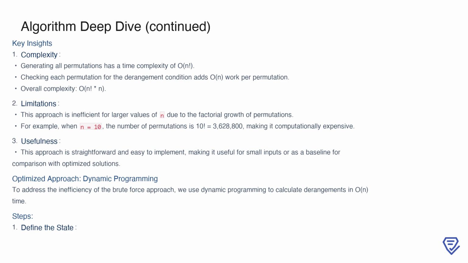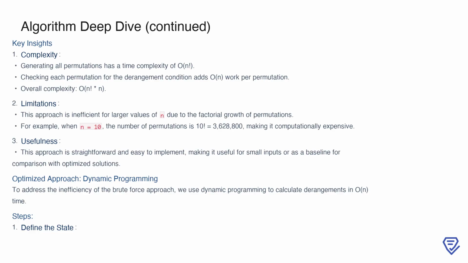For instance, when n equals 10, the number of permutations exceeds 3.6 million. Despite its simplicity, this approach is not practical for large inputs. However, it serves as a useful baseline and is effective for small inputs. To overcome these limitations, we can turn to a dynamic programming approach.